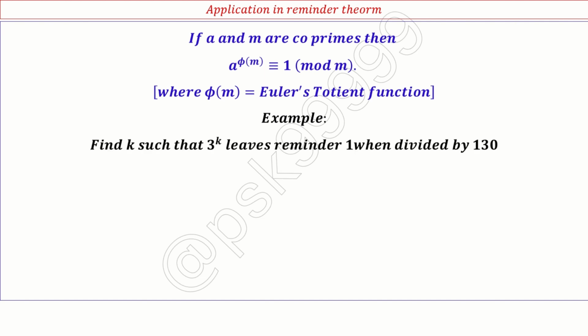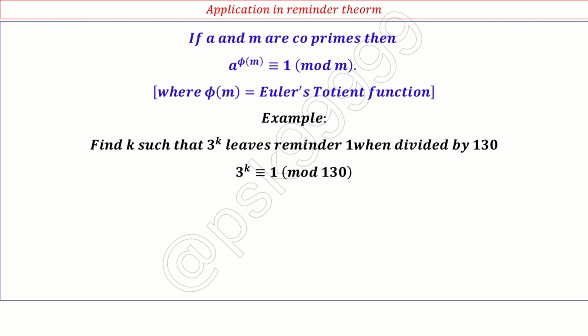Now let's see an example. Find k such that 3 power k leaves remainder 1 when divided by 130. Exactly this is the one which we use in that question. I just took part of the IOQM 2025 main question, the 5 marks question, and framed a question here. One part of that question is to solve this k value such that 3 to the power of k leaves remainder 1 when divided by 130. Once you solve it, you know how difficult it is doing it the normal way. So let's see this.